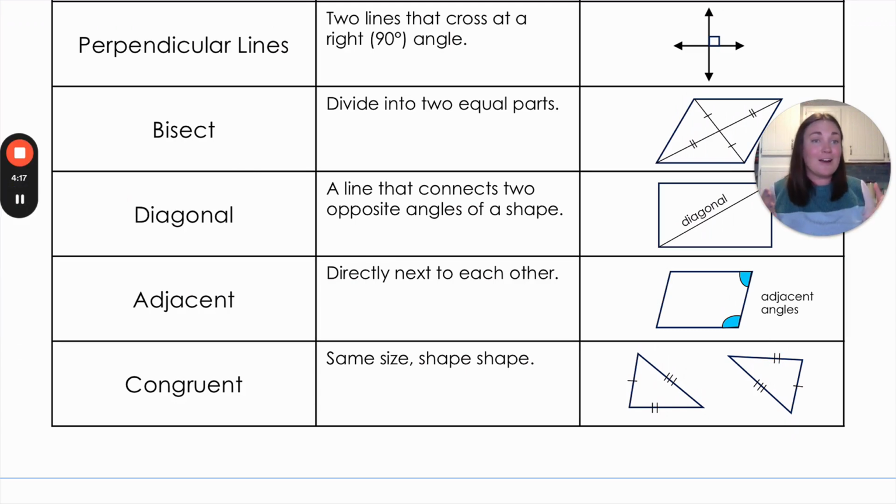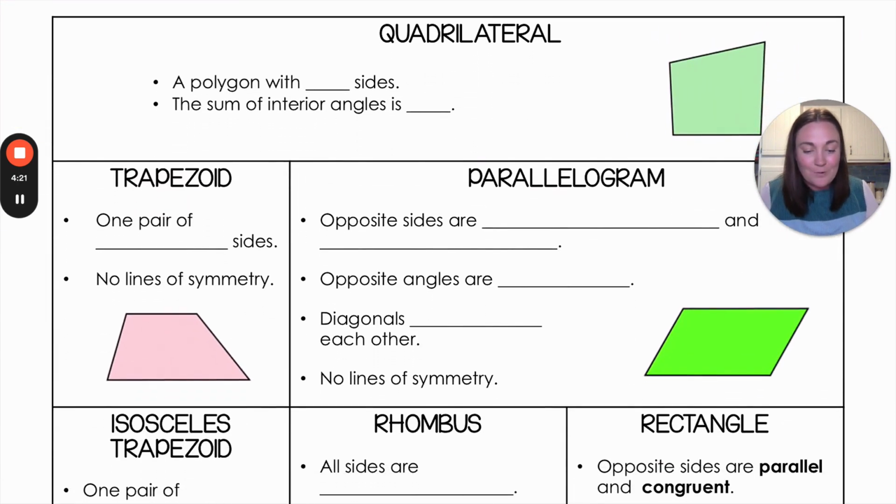So now that we have our vocabulary up to speed, let's take a look at more specifics about the properties of each of these shapes. Up at the top, our big thing is our quadrilateral. We already talked about this. A quadrilateral has four sides, and we've talked about this in previous videos if you watched, but the interior angles are always going to add up to 360.